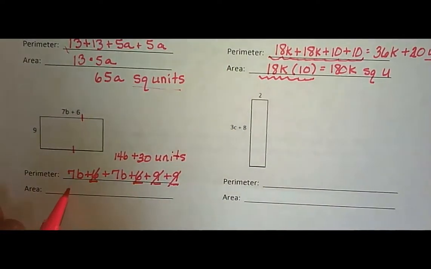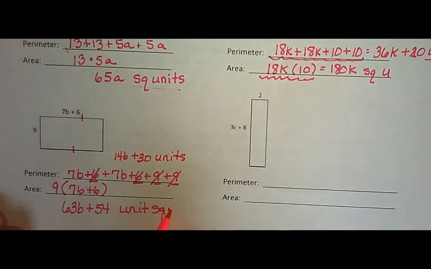For area, then we would have done 7b plus 6. And all of that should be times 9. So I'm going to put my 9 in front. You usually see it written that way. Now you can use the distributive property, and you can multiply 9 times 7 to get 63b here. And you can multiply 9 times 6 to get 54 here. Units squared or square units. Either one of those are interchangeable. But again, this is fine. This is an acceptable answer right here.